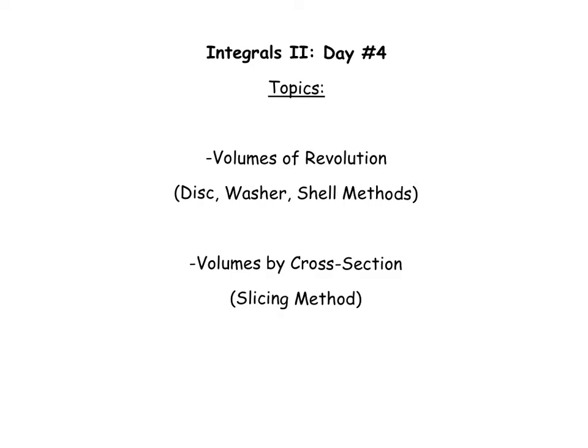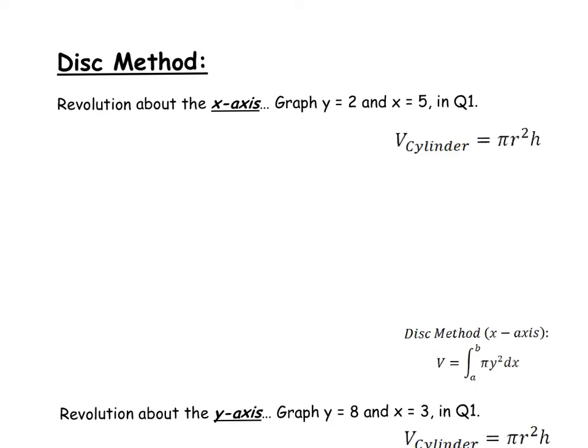Topics for today are volumes of revolution using the three methods disk, washer, and shell, as well as volumes by cross-section using the slicing method. Let's get started. Okay, let's get started with the disk method. We're going to do a revolution about the x-axis using the graph of the following.